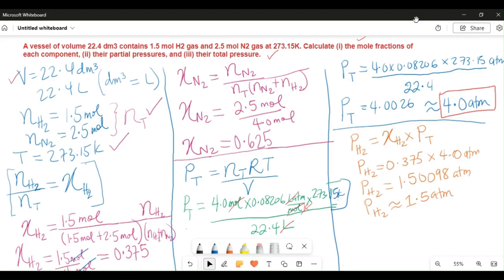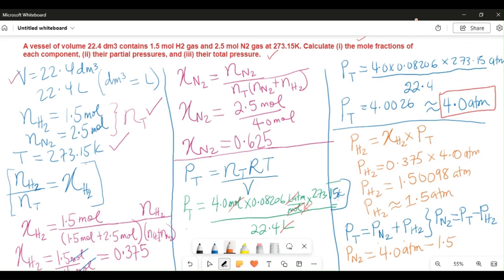And remember that I explained Dalton's law of partial pressure previously: total pressure equals the sum of the individual pressures exerted. So that would be PN2 plus PH2. Hence, PN2 is just going to be the total pressure minus the pressure of H2 gas that we just solved for. So PN2 equals P total, which is 4.0 atmospheres, minus PH2, which is 1.5 atmospheres. So PN2 ends up being 2.5 atmospheres. So the partial pressure of nitrogen is 2.5 atmospheres.